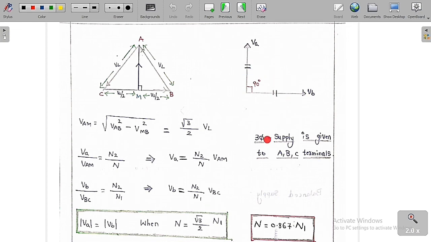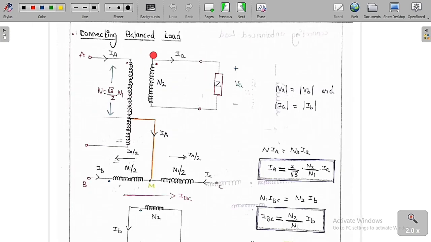So N is equal to root 3 by 2 into N1, or simply N is equal to 0.866 N1. At this condition only, we are going to get a balanced two-phase supply at the output of the secondaries of the primary transformer and the second TZ transformer. Three-phase supply is given to the ABC terminals, as I have already told you. Then we get a two-phase supply across the secondaries of the primary transformer and the TZ transformer.